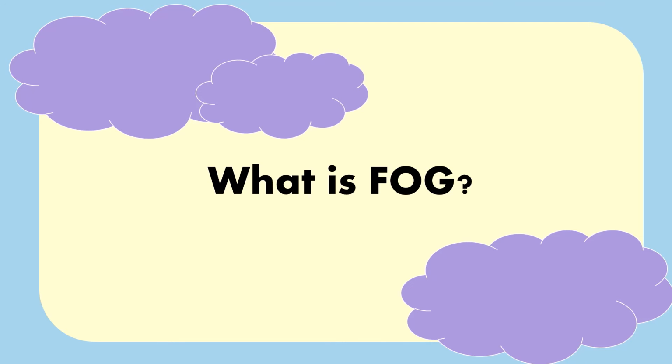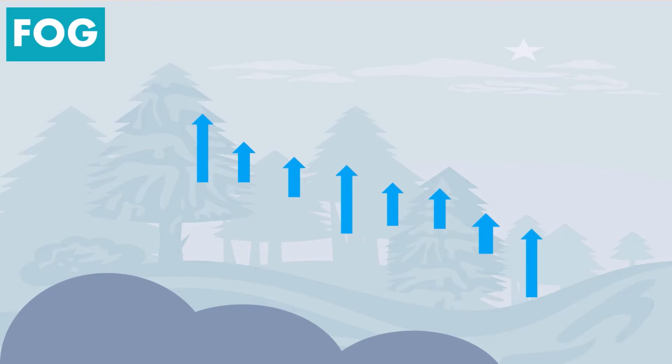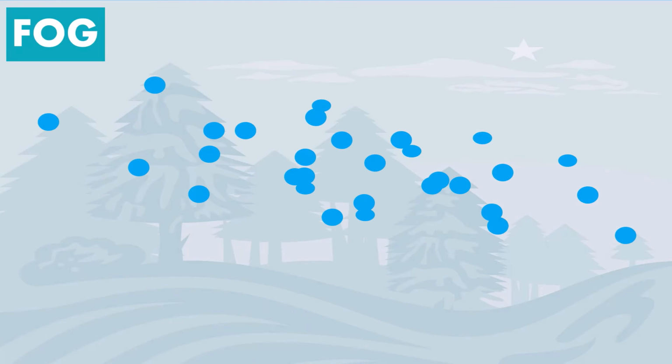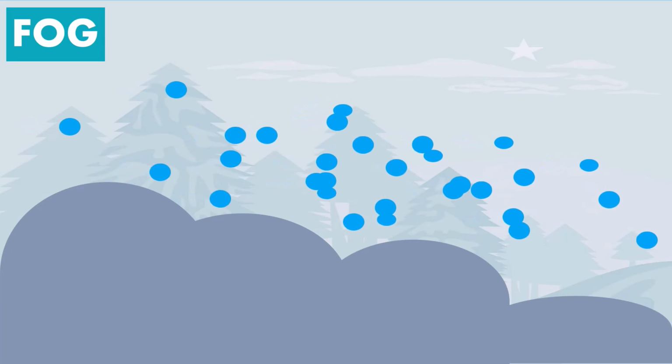First on our list is fog. Fog is made of tiny water drops hovering in the air. It looks like a cloud, but it can be very near the ground. Like a cloud, it is made up of thousands or millions of tiny water droplets or ice crystals. When air is cooled close to the Earth's surface, water vapor condenses into water droplets. These droplets are light enough to remain suspended in the air and form fog.